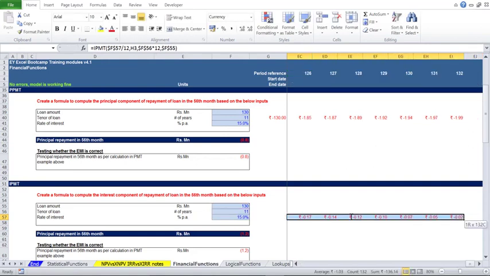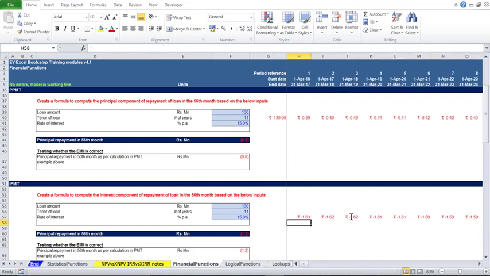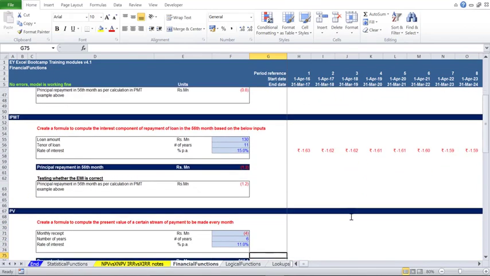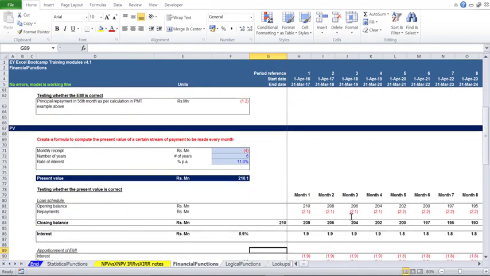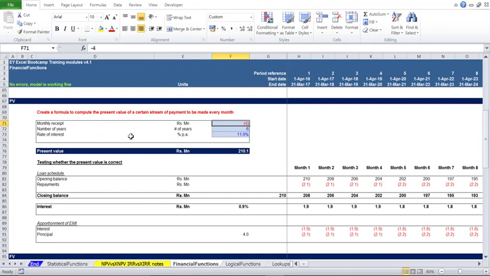And there we are. This is the interest calculation on a monthly basis for the loan amount of 130. And this was the IPMT function. Now let's look at the PV function. In the example before us, we have three inputs, namely monthly receipt, which is 4 million rupees, number of years, which is 6, and the rate of interest at 11%.